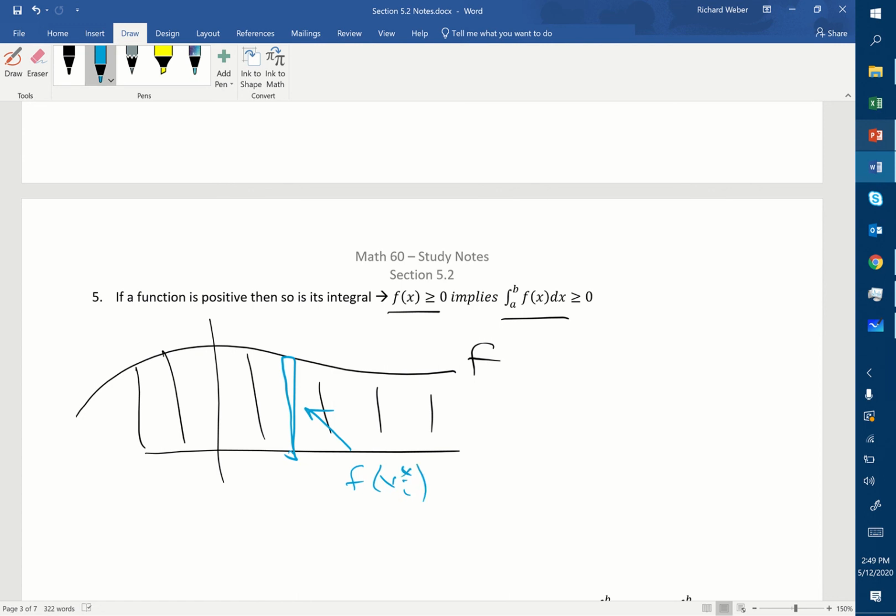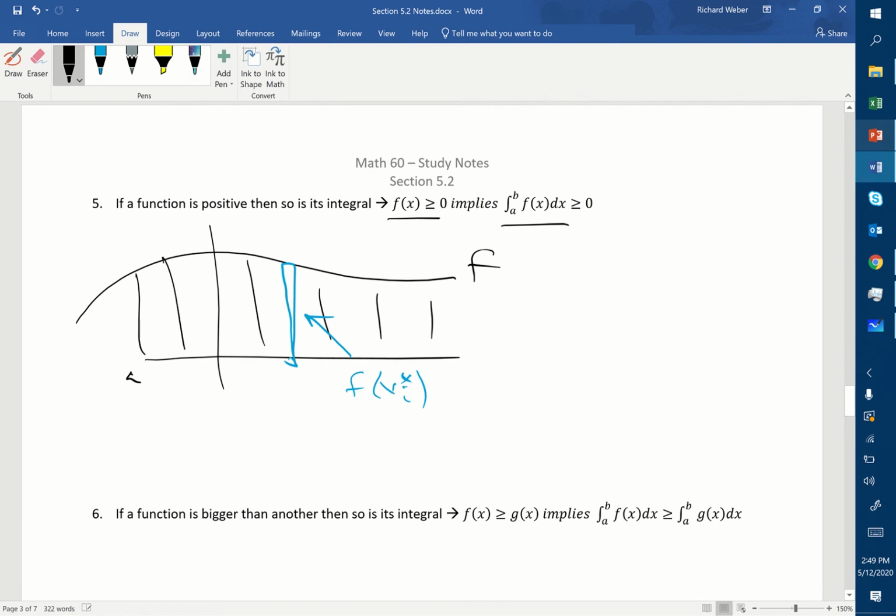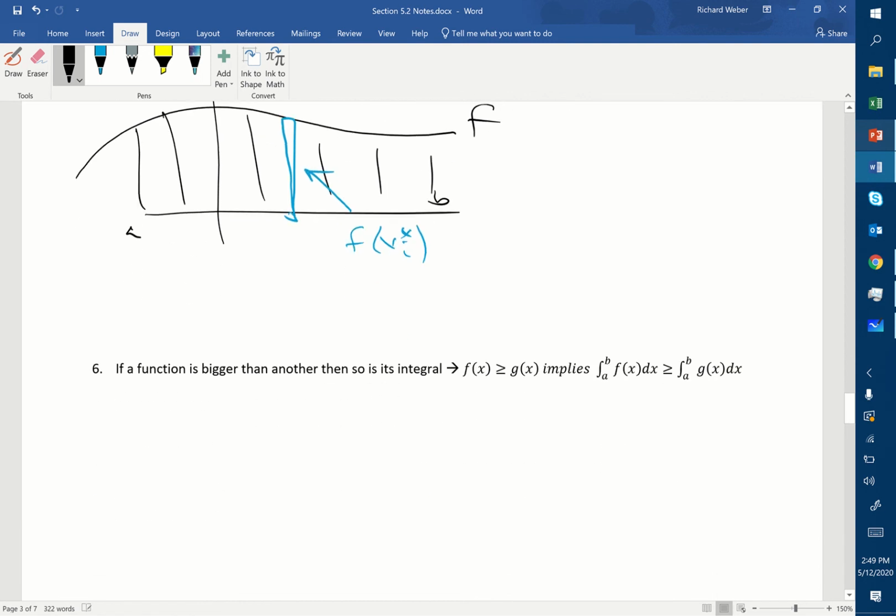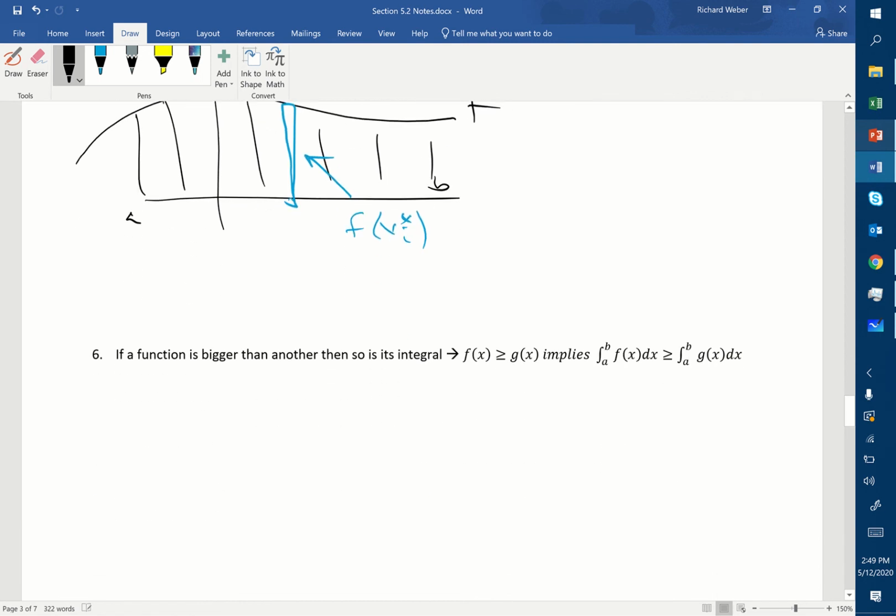We had a discussion in the last video about this, where you can have positive and negative areas, right? So this is saying if f is greater than 0, so is your integral, over the interval, say from a to b, right? Here's another one. This one applies to two different functions. It goes, if a function is bigger, then so is its integral. If a function is bigger than another function, then its integral is bigger as well.